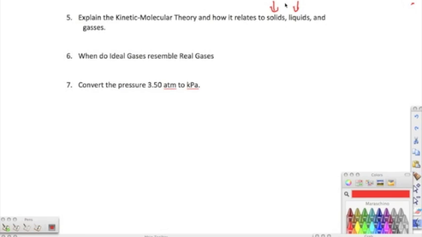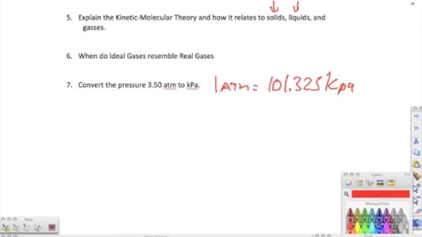Okay, moving on to number 7. It says convert the pressure, 3.5 atmospheres to kilopascals. We need to know our conversion factor. Remember, 1 atmosphere equals 760 torr, which is 760 millimeters of mercury, which equals 101.325 kilopascals. Got to know that for our test. So here we're dealing with atmospheres. We know that 1 atmosphere equals 101.325 kilopascals. Okay, that's our conversion factor.